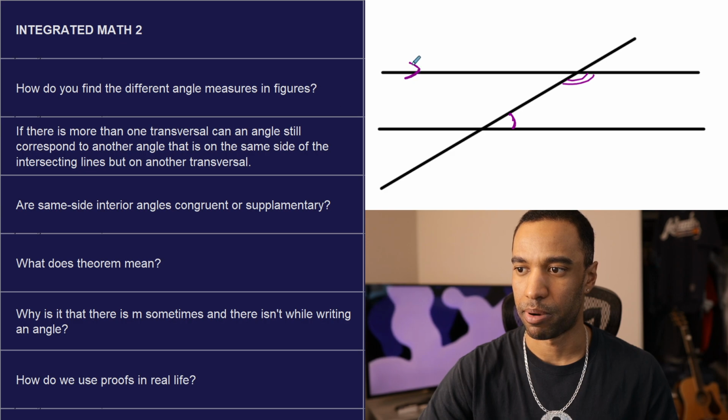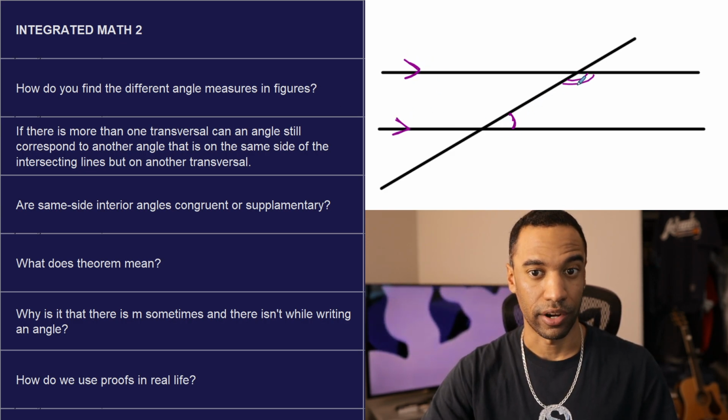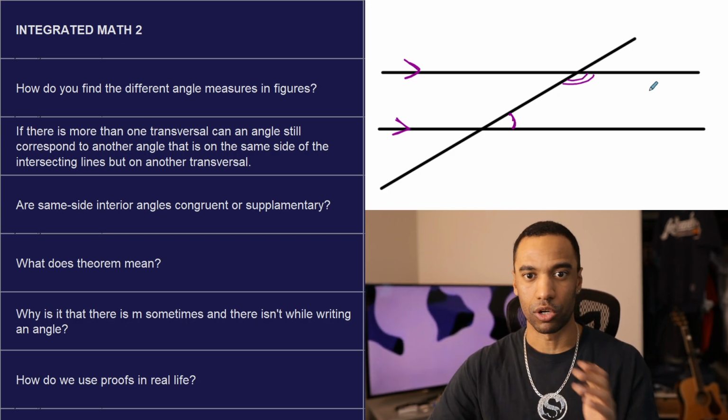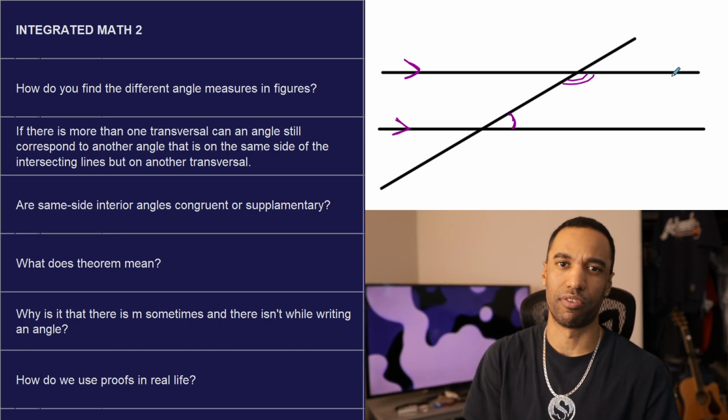Now assume these lines are parallel here. These same-side interior angles right here, and this is an example of a same-side interior angle pair, it is impossible for those to be congruent. One is so acute looking and one is so obtuse looking. That is impossible for those to be congruent.